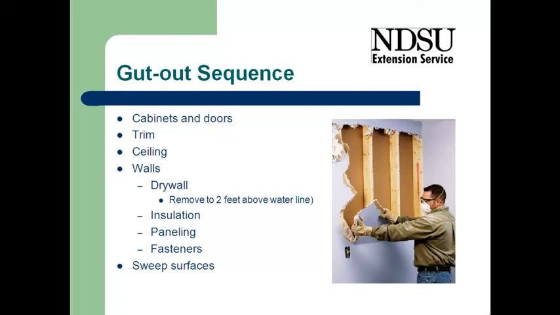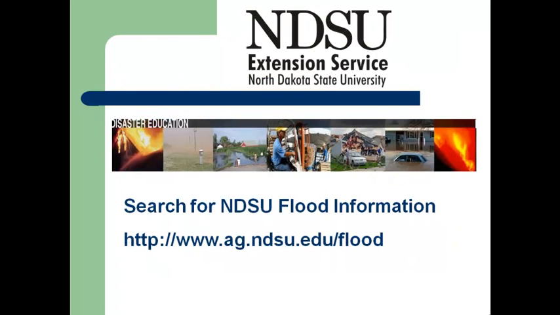Paneling typically needs to be removed because it will become misformed or warped when it's wet, and as part of that clean out process we need to be removing the fasteners as well, because they'll need to be removed before we do any rebuilding. Once we have everything removed, then we will be looking at sweeping down the surfaces before we get into the cleaning process.